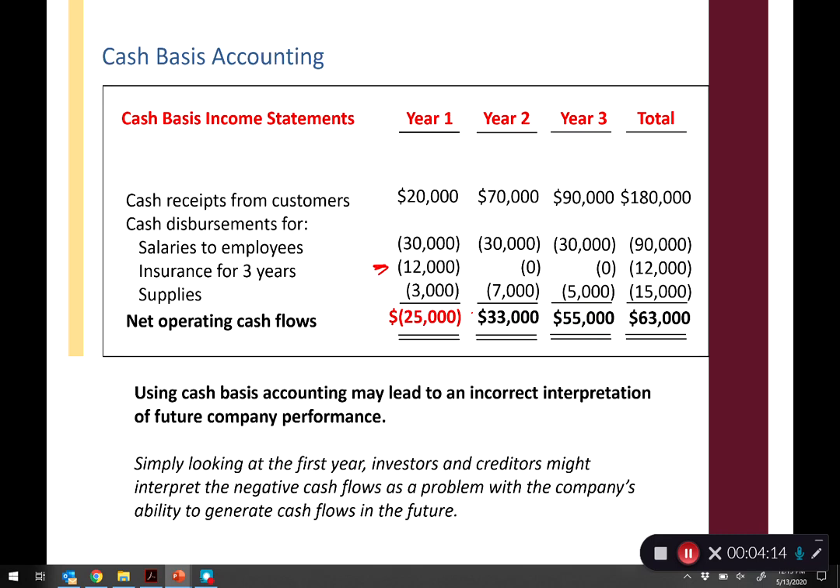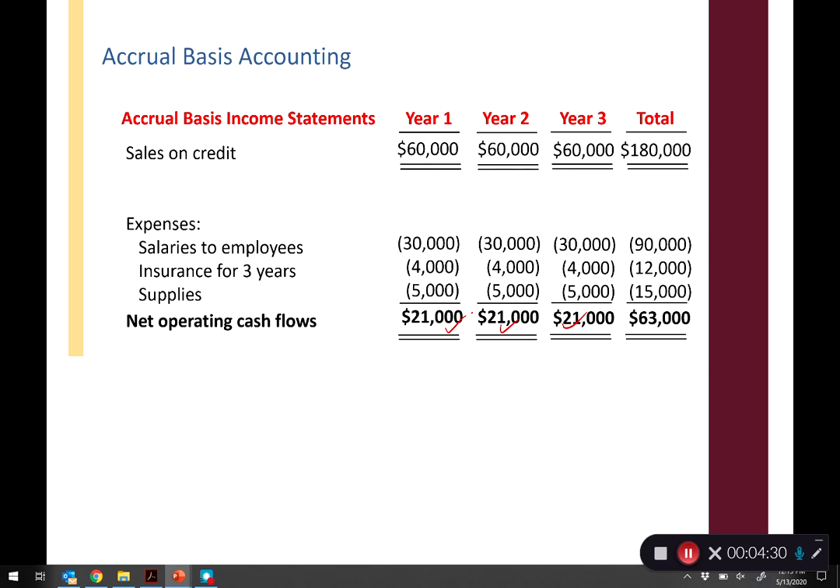If I go back to the previous slide, where we're losing a whole bunch of money and then making a bunch of money in the later years. So first we lose a bunch, then we make a bunch. That's really not giving users of the financial statements an accurate picture of what's going on with this business. What's really going on is the company is consistently earning a profit of $21,000.